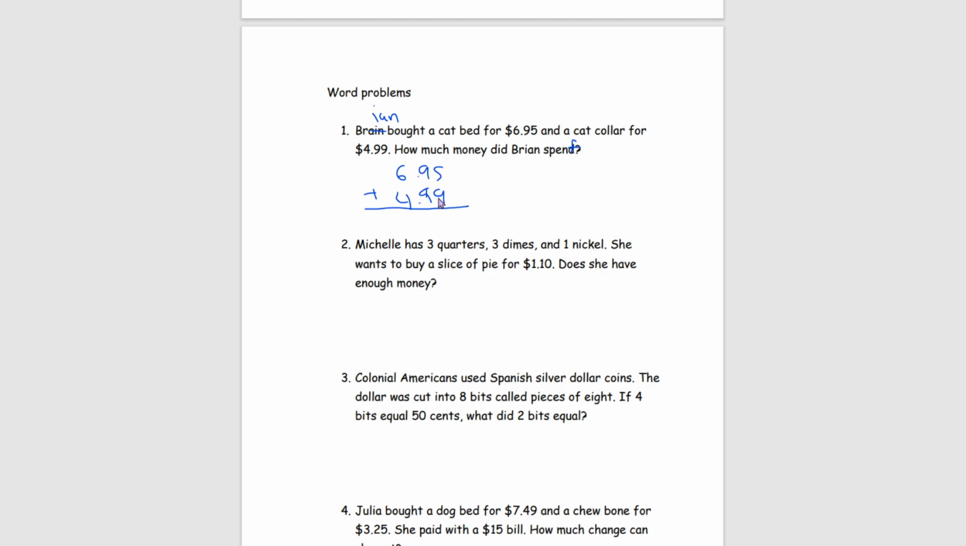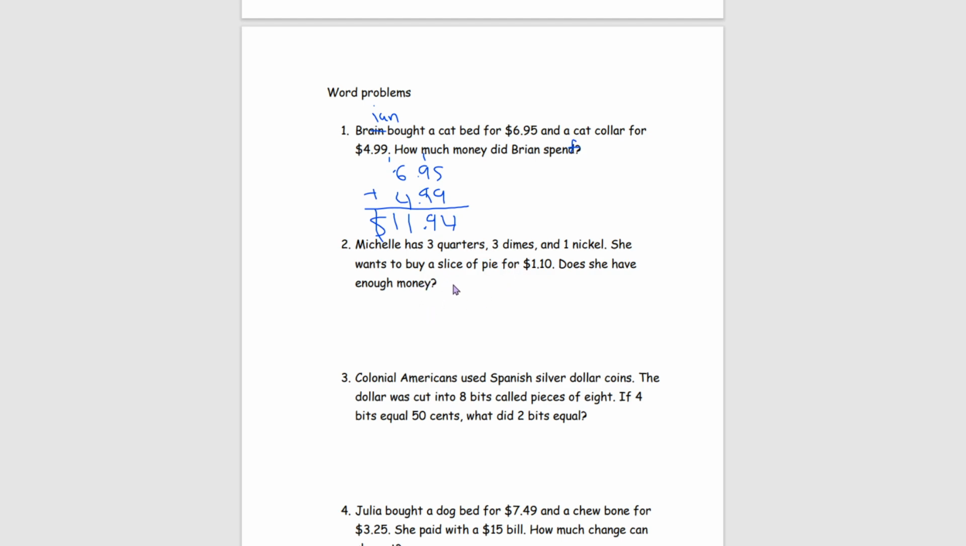We can add these two together. 5 plus 9 equals 14, so we put a 4, carry the 1 over. Over here we have 9 plus 9 plus 1, which equals 19, so we put a 9 right here, bring down the dot, and carry the 1 over again. And we get 1 plus 6 plus 4, which gets us 11. And so our answer for number 1 is $11.94.